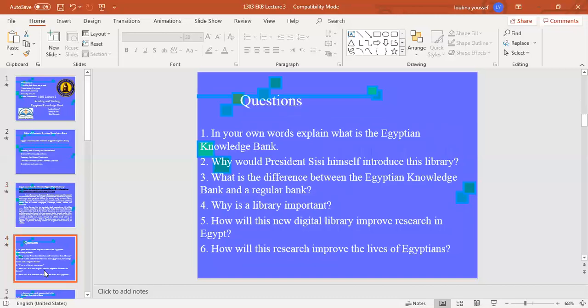And now we move to the slide with the questions. We have six questions. In your own words, explain what is the Egyptian Knowledge Bank. Now, why do I say in your own words? Because I want you to learn to express yourself in simple English, in your own words, without copying the words of someone else. Now, I said this in the lectures before, that if you copy the words of someone else without telling your reader that these words are not yours, what you are doing is serious. You are stealing the words of someone else. You are plagiarizing.